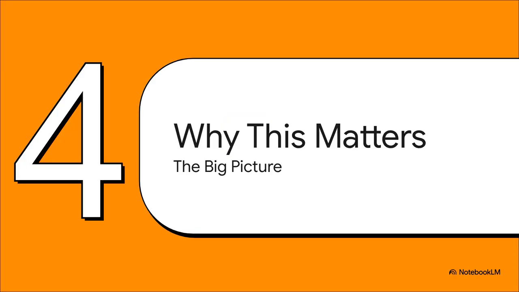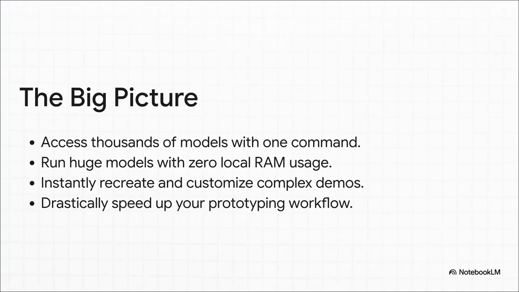So let's just pull back for a second and look at the big picture here. Why is this one little function such a massive game changer for anyone building with AI? It all really comes down to speed and access. With a single command, the entire Hugging Face hub is at your fingertips. You can run gigantic models without needing a supercomputer. And you can clone, customize, and build on complex apps in minutes, not hours or days. It just radically speeds up your entire workflow from idea to working prototype.